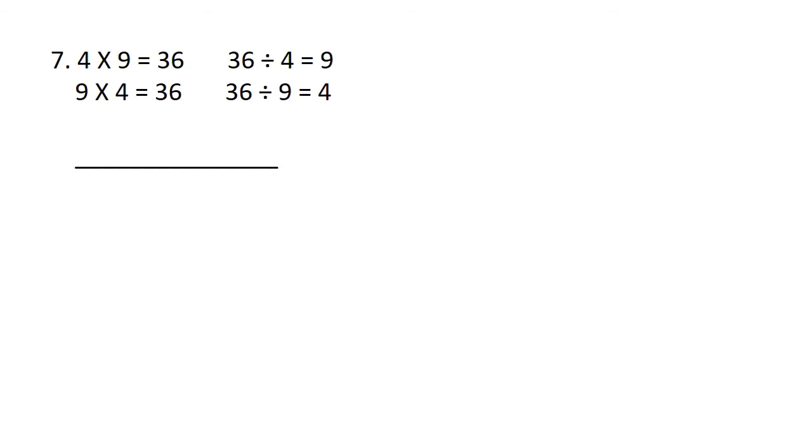Which 3 numbers are in each of these problems? Let's see. In this one, we see a 4. In this one, we see a 4. Here we see a 4, and here we see a 4. So we know there's a 4 in all 4 of them. Okay. All right, let's look again. Here we have a 9, here we have a 9, here we have a 9, and here we have a 9. So all 4 of them also have a 9. And lastly, here's a 36, here's a 36, here and here. All 4 of them have 36.